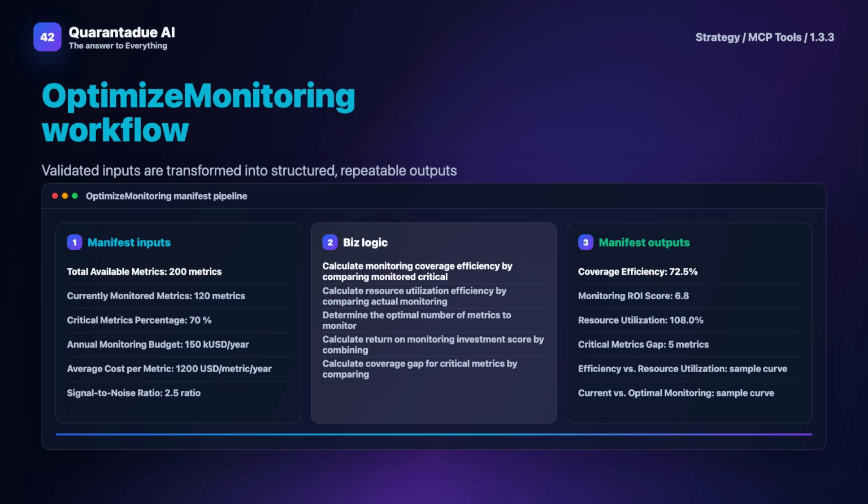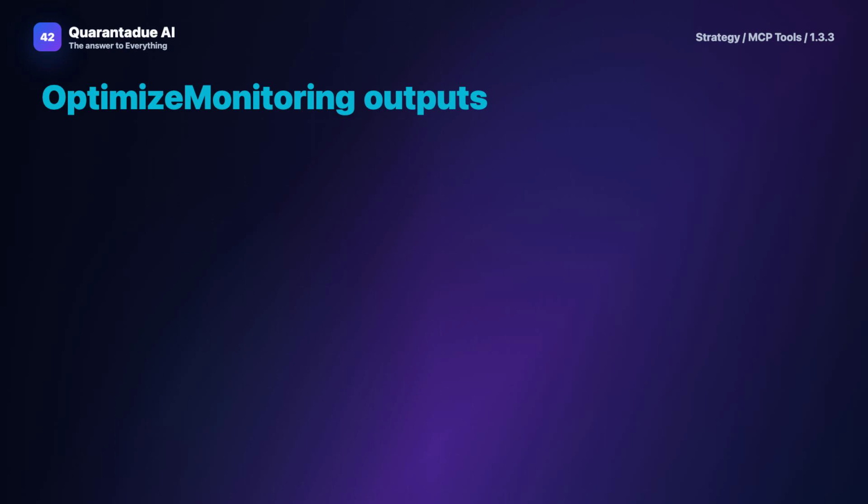calculate return on monitoring investment score by combining coverage efficiency, resource utilization, and signal quality factors, and calculate coverage gap for critical metrics by comparing current critical coverage to optimal critical coverage requirements. This keeps the process deterministic, reviewable, and aligned with how strategy teams actually make decisions.